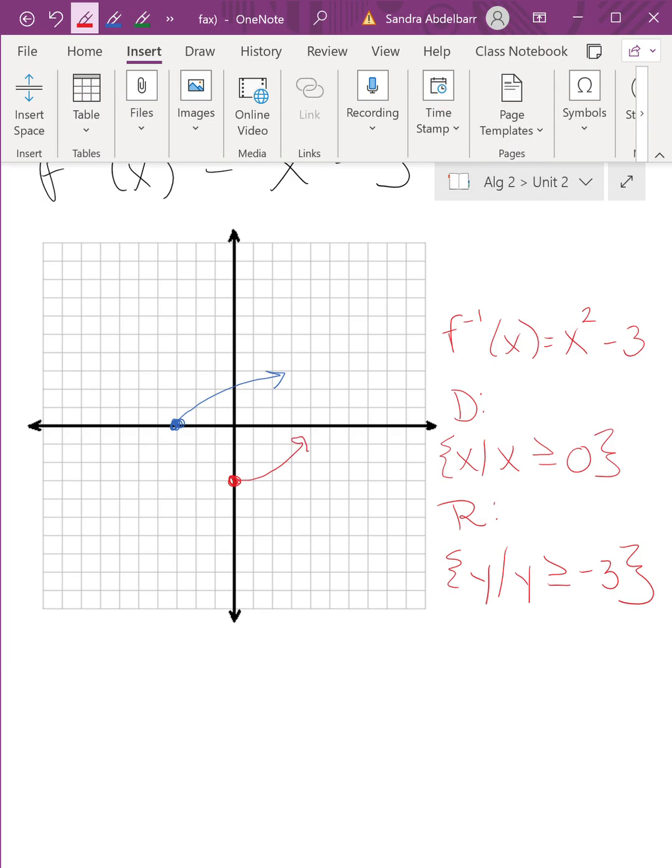Now let's look at our range. Y is greater than or equal to negative 3. Are we okay with our range here? Yeah. Isn't now the inverse of a shooting star, another shooting star? So do we see what a big part domain and range play in these inverse functions?